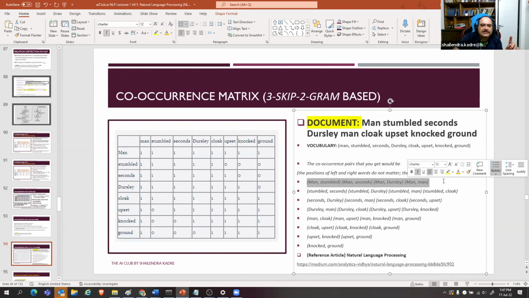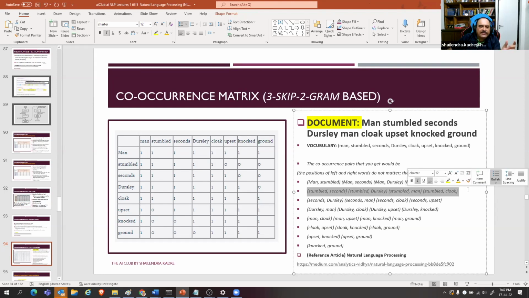Then man and second are also co-occurring in the same bracket, so we will mark man and second as 1. Man and Dursley are occurring together, so we mark man, Dursley as 1. Then man with man, which will always be 1. Similarly, in the second row, stumbled is occurring with seconds, so that is marked as 1. Stumbled is occurring with Dursley, so that is marked as 1. Then stumbled is occurring with man, so that is marked as 1, and stumbled is marked with the other word, so that is also 1.